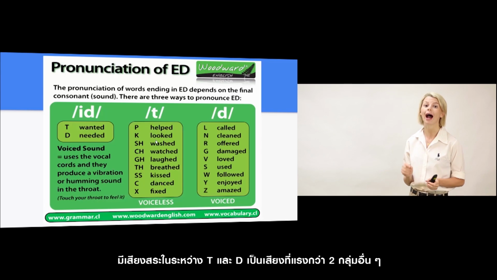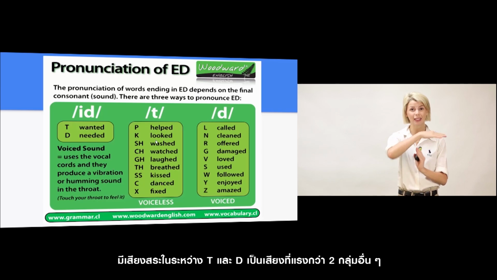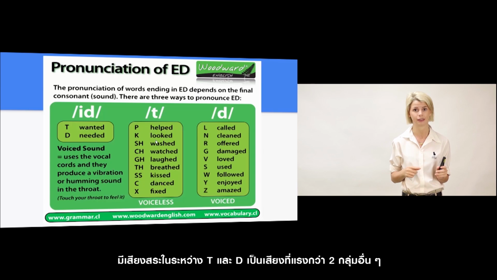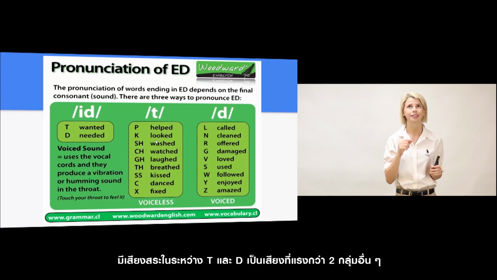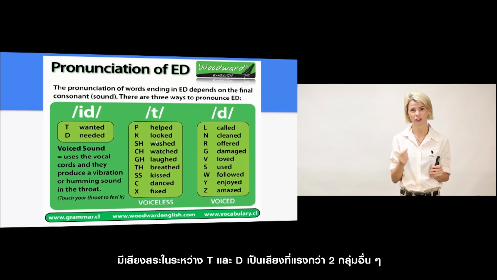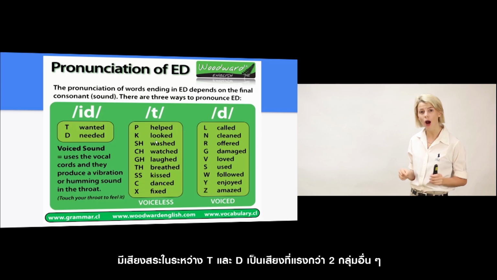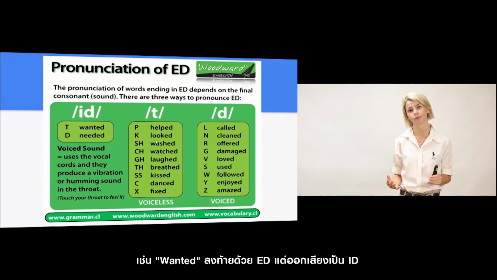There is a vowel sound between T and D. Wanted. I. Short I. I. It's a stronger sound than the other 2 groups. It's stronger. It adds another syllable to our verb. Wanted. Wanted.